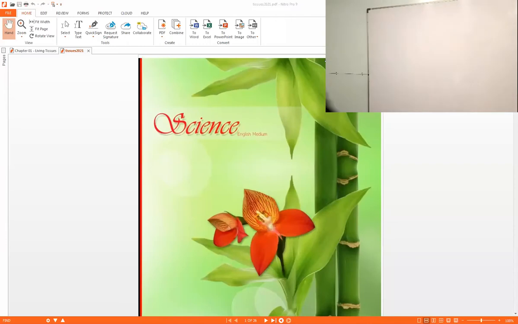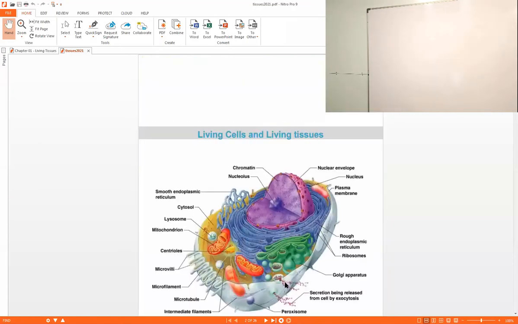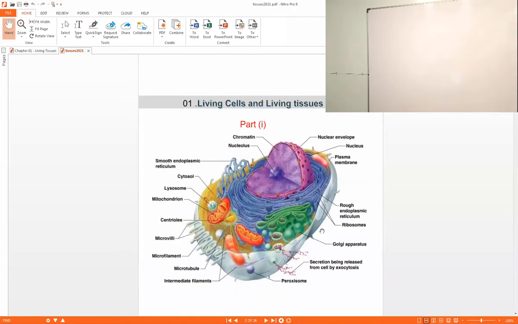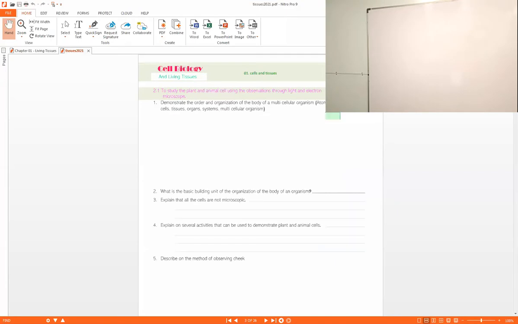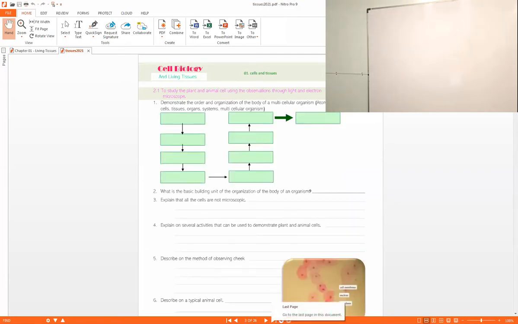So this is your cover page. I think all of you can see this. This is the introduction of the cell, because first of all you have to know about cells before learning about tissues, because a collection of cells, a group of cells with the same origin and specified to perform a certain function or functions, is considered a tissue. So this is the basic part.